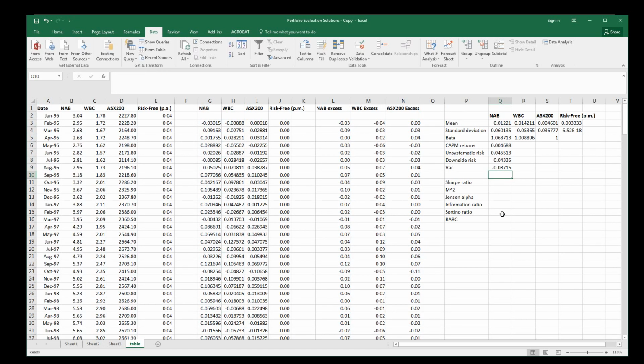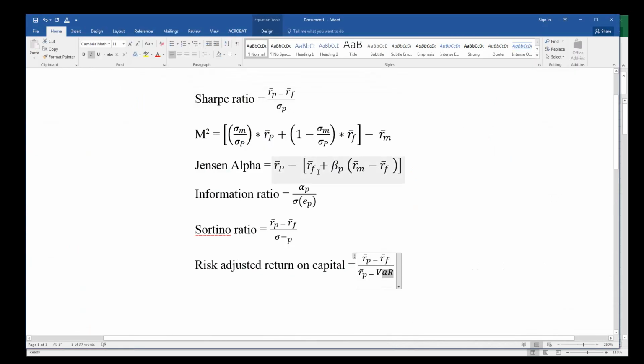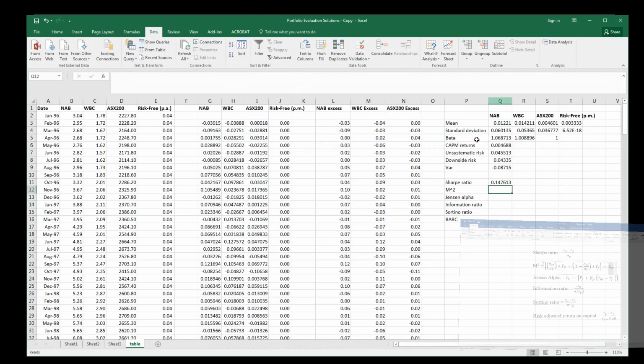So now we have got all the components to calculate the portfolio performance measures. First of all, the Sharpe ratio is the excess return, that means mean return minus risk-free rate, divided by standard deviation. Then M squared, I show you the formula again. Standard deviation of the market divided by standard deviation of the portfolio multiplied by portfolio return. Then 1 minus this weight multiplied by the risk-free rate, and the whole return is the return from our hypothesized portfolio, and this is the return from the market.